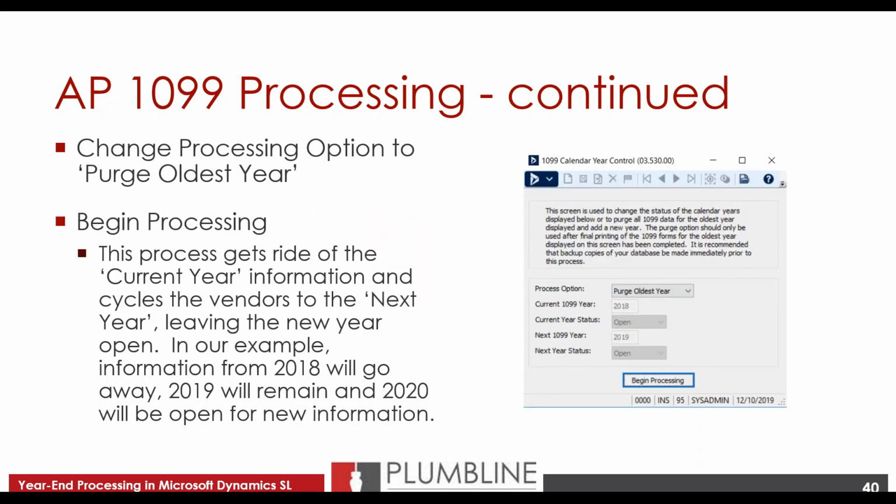If you're unsure which is which, you can open the 1099 calendar year control screen. You'll notice here it lists what is the current 1099 year and what is the next 1099 year. This screen is what's used to purge the oldest 1099 year and roll them forward one year. And you have to do this in order to print checks for the next year. So if you're trying to process checks for 2020, you will need to come in here and make sure we purge the oldest year first and make sure 2020 is one of your two open years, or the system will give you a message alerting you. When processing here to purge these years, you just want to make sure you set the option to purge oldest year and then click the begin processing button.